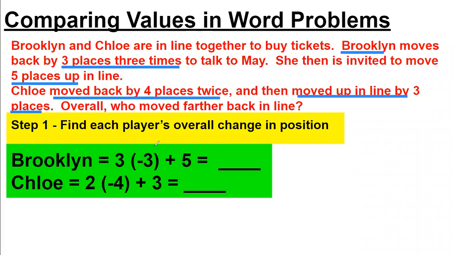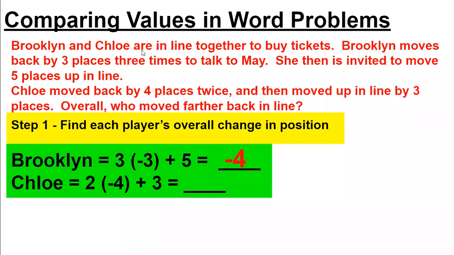3 times -3 is -9, plus +5 is equal to -4. Chloe is 2 times -4, which is -8, plus the 3 is going to be -5. So let's clear and bring those numbers up. So Brooklyn is -4 and Chloe is -5.